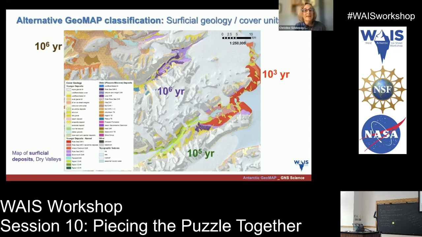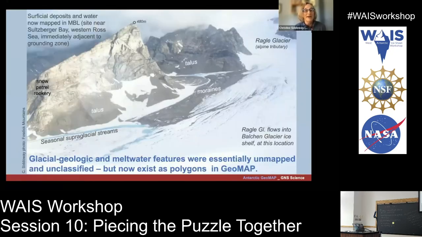West Antarctica was even more poorly mapped. This image from coastal Marie Byrd Land illustrates glacial rockfall and seasonal superglacial water sites that are now part of the continent-wide inventory. West Antarctica had exactly zero representations of superficial deposits in previous regional map representations, and the Dry Valleys area that I showed before in 1990s maps had two classifications by way of comparison.